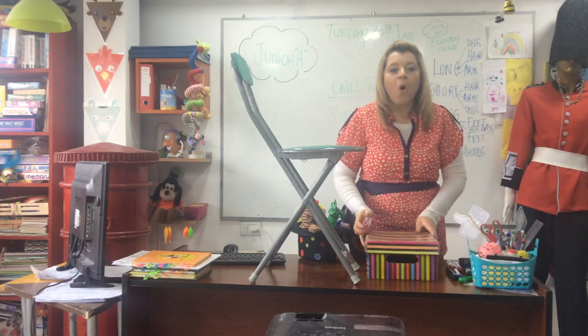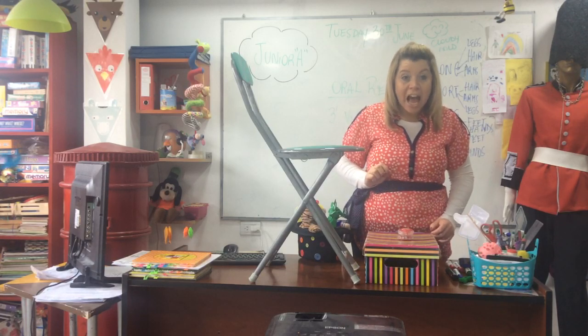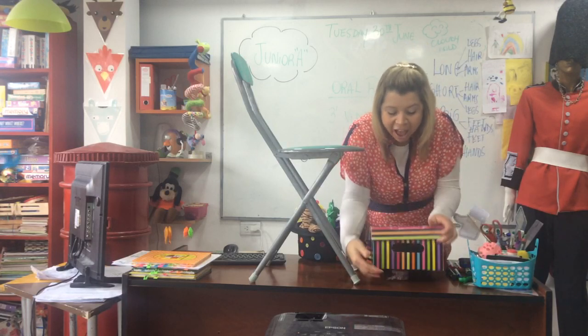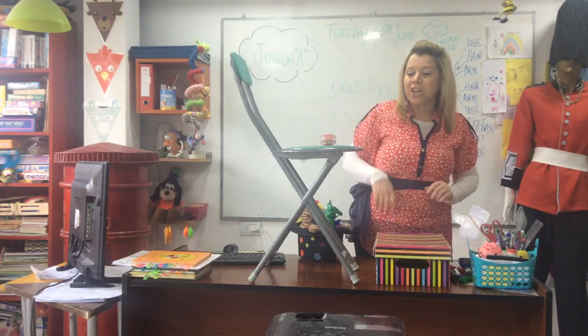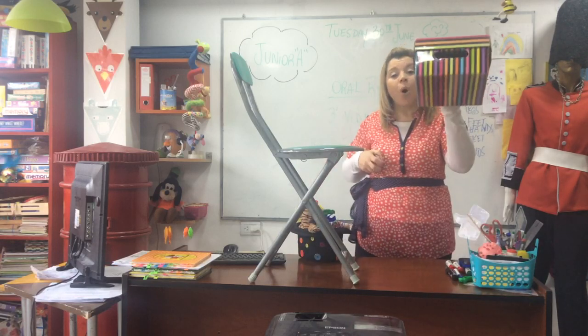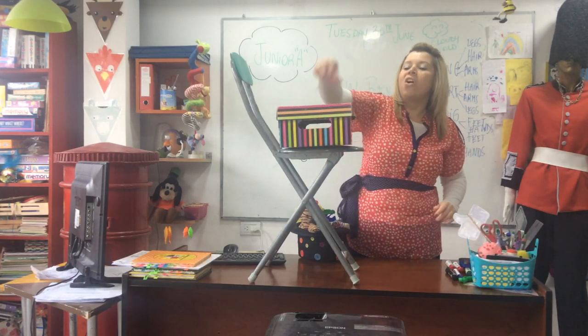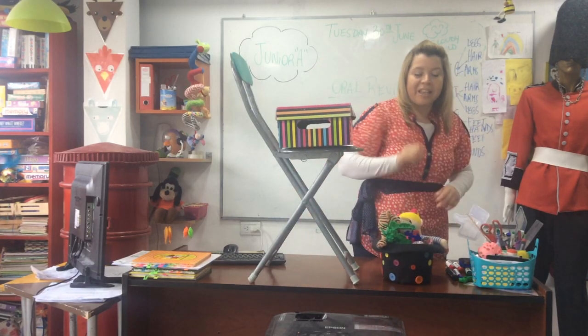What's this? It's a yo-yo. Where's the yo-yo? It's on the box. Where's the yo-yo? It's under the box. Where's the yo-yo? It's on the chair. Where's the yo-yo? It's under the chair. Where's the box? It's on the chair. Where's the yo-yo? It's on the box. Where's the yo-yo? It's in the hat.